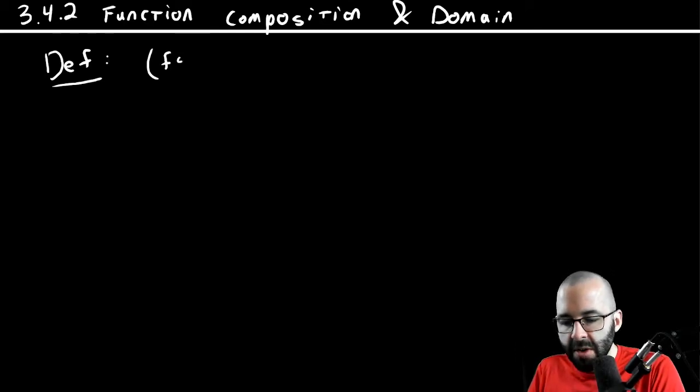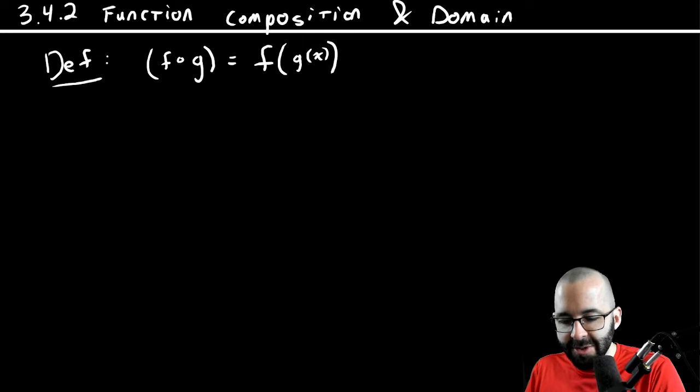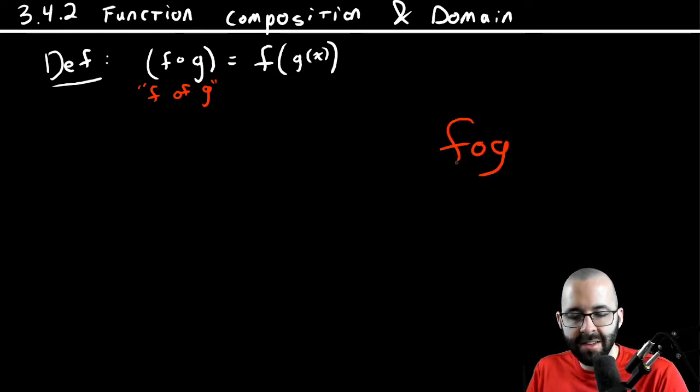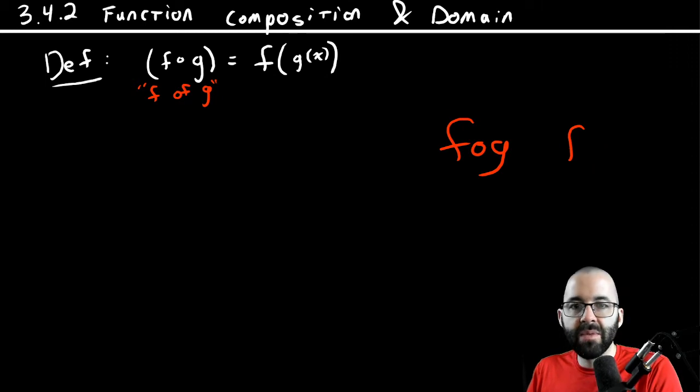And that's f open circle of g, like this. And the definition is that you plug g of x into f of x. So there's a lot to unpack here. All right. This is pronounced f of g. A lot of people will say fog because it's an open circle. It looks like an O, but it's an open circle in the middle. So it's not actually like writing fog. It's more like that.